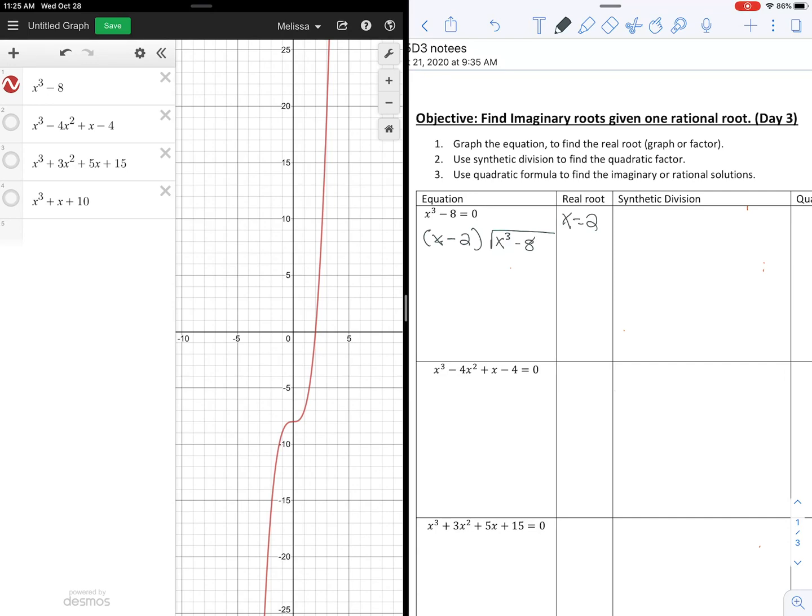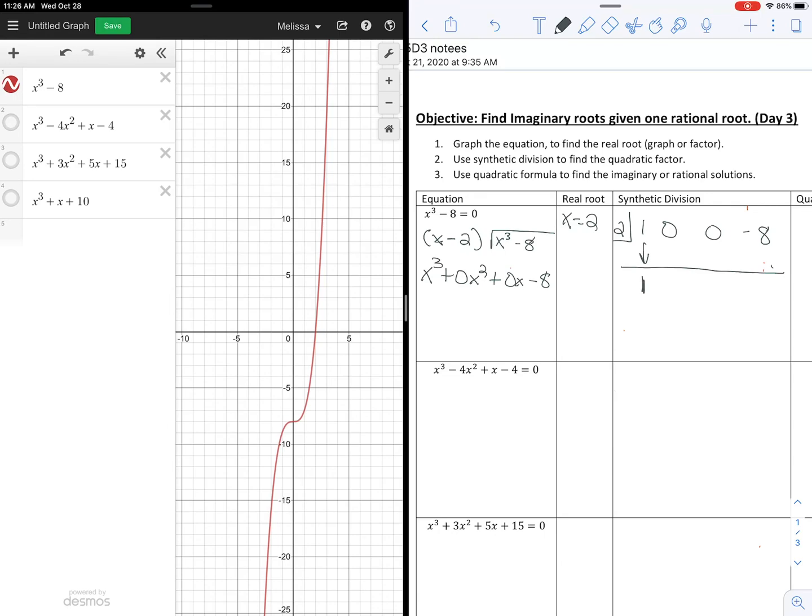So we could either use long division or we could use synthetic division. We're going to use synthetic division. So 2 will come on the outside. And remember, each term has to be represented. So I have to write that like this, because this is the same as saying x cubed plus 0x squared plus 0x minus 8. Every term has to be represented.